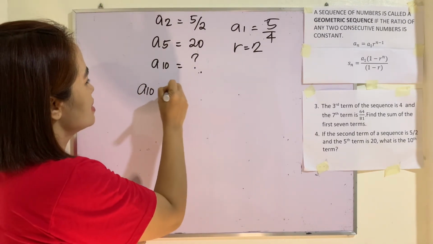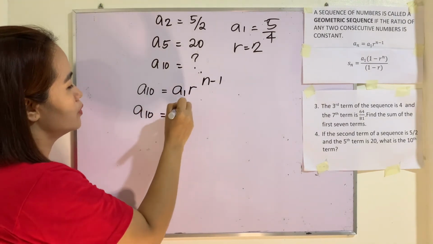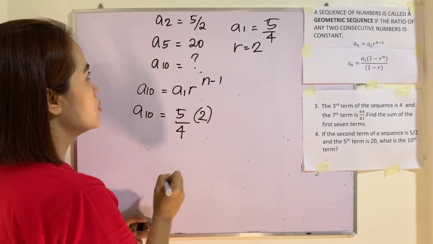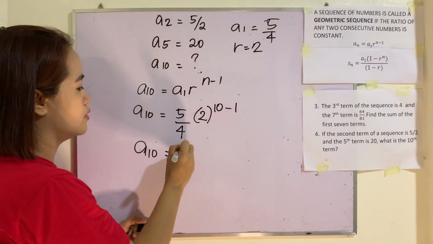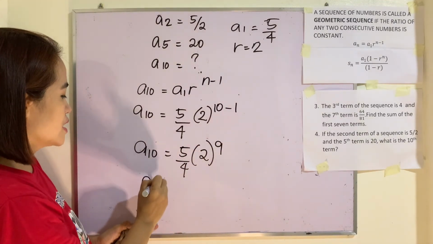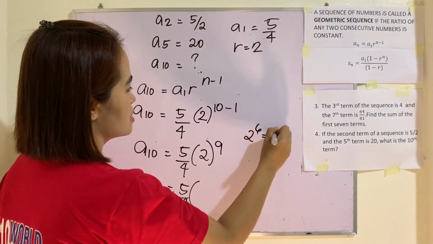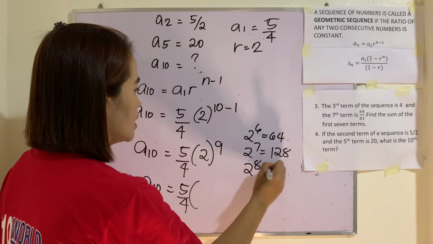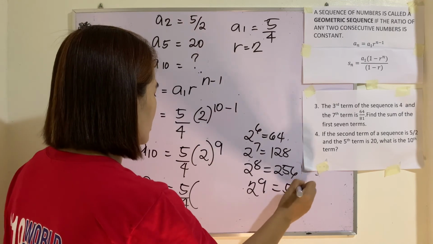So we have a sub 10 is equal to a sub 1 r raised to n minus 1. So a sub 10 is equal to 5 over 4. Our r is 2, raised to our n which is 10 minus 1. So a sub 10 is equal to 5 over 4 times 2 raised to 9. Our 2 raised to 6 is 64. Our 2 raised to 7 is 128. Our 2 raised to 8 is 256. And our 2 raised to 9 is equal to 512.